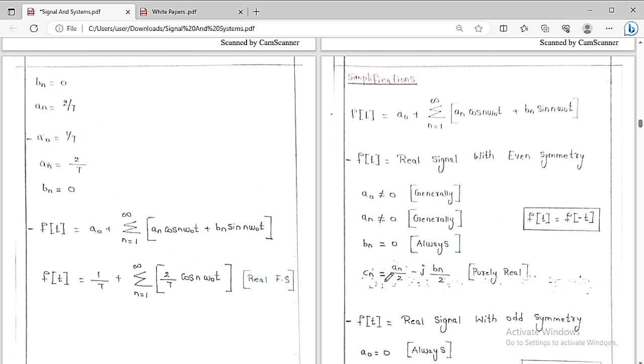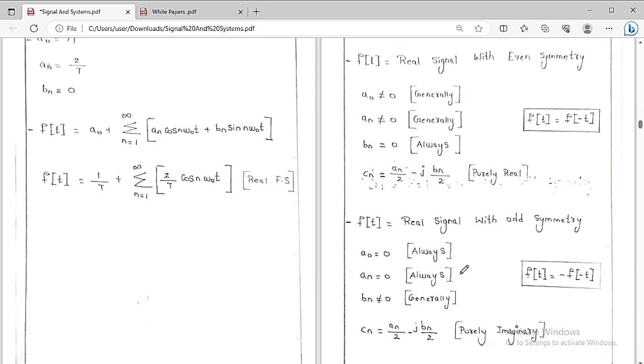Then what is Cn? I have already told you Cn is equal to a n by 2 minus j b n by 2. See, as b n is equal to 0, Cn is always real. As b n is equal to 0, there is no complex term. So Cn is purely real. So Cn, in the case of the exponential Fourier series, this Fourier series coefficient Cn is purely real in that case.